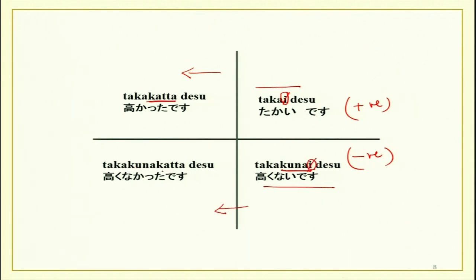Takaku nakatta desu. Now one thing you will notice over here, that desu is there in all. The tense is not coming from here. The tense is coming from this part. Remember, this will always be there. The tense is being shown from this part. Takai is also here.